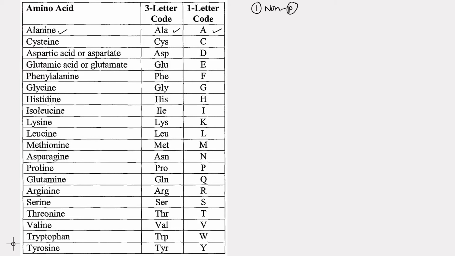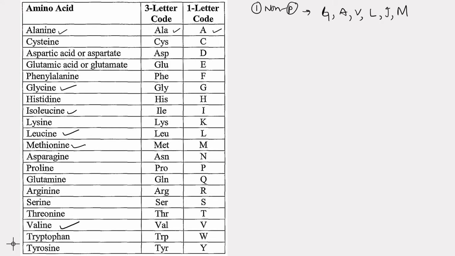So let's try to figure them out. Alanine, then we have glycine, then isoleucine, then leucine, then methionine. 1, 2, 3, 4, 5. Where is the other one? Arginine. No, not arginine. This is valine. So these 6: glycine, alanine, valine, leucine, isoleucine, as well as methionine.